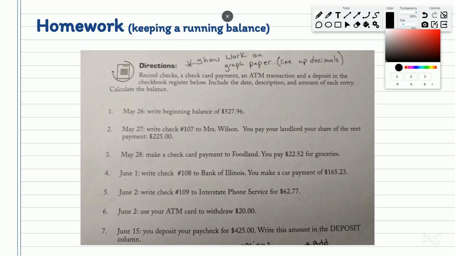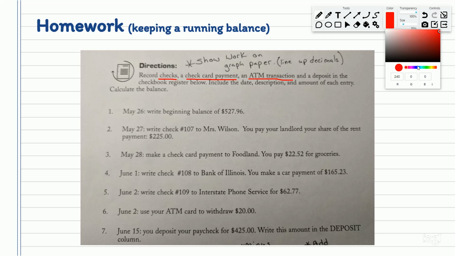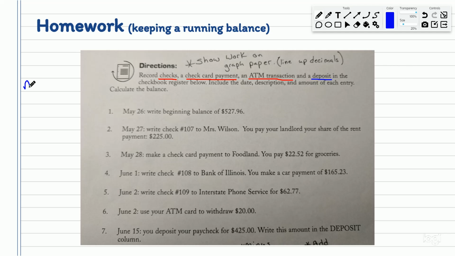So when we are looking at recording checks, that means you're writing checks to people. That means you're taking money from your account and giving it to someone else. Check card payments are the same thing. We are taking money from our account to pay for something. ATM transactions means you are taking out money from your account to have the actual physical money. And then the last one is my favorite one, and that is depositing money into your account, which means you're adding money into your account. So anything that I circle in blue is going to be adding.